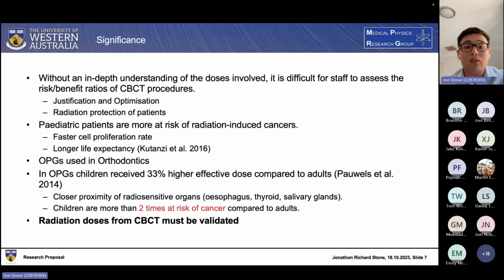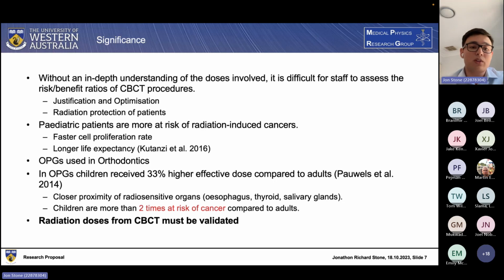So this brings me to the significance of this study. Without an in-depth understanding of the doses involved, like mentioned before, it's difficult for staff to assess the risk-benefit ratios of cone beam CT procedures. And this makes it difficult for justification and optimization of procedures, and it also reduces the optimization of the radiation protection of patients. In particular, pediatric patients are more at risk of radiation-induced cancers because of their faster cell proliferation rate, as well as their longer life expectancy.